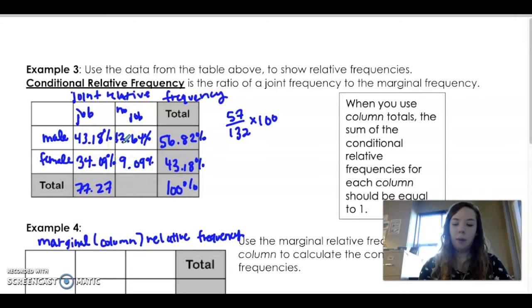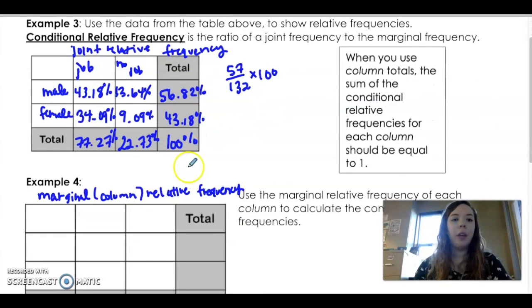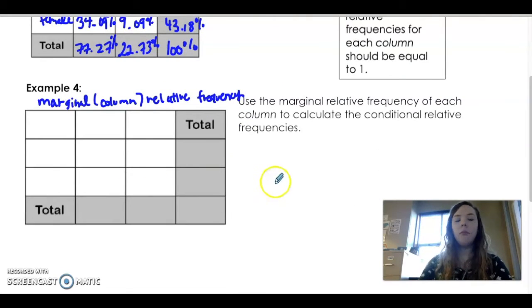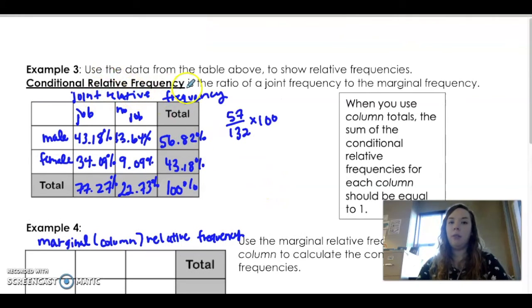And then 30 divided by 132, 22.73. And again, you can get these by adding as well. Okay, but the ones in your white section you have to divide out. But then you could add to get your totals if you need to or want to. Okay, so that's just a normal joint relative frequency, which is the one we'll be working with the most.